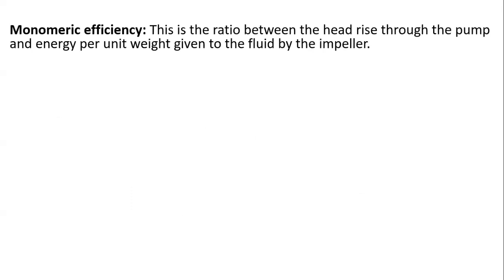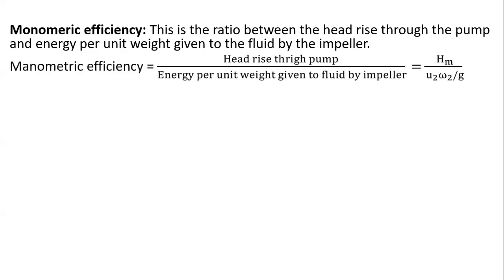Then we have what is known as manometric efficiency. With this one, remember we had a height which we call the manometric height. So we're saying this is the ratio between the head rise, the manometric head, through the pump, and the energy per unit weight that is given to the fluid in that impeller when the pump is running. Head rise through the pump over energy per unit weight given to the fluid in the impeller. So here, this is our HM, referring to the manometric head, divided by U2 W2 over G.